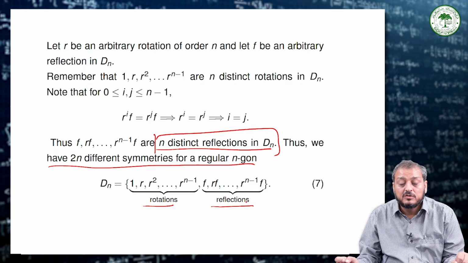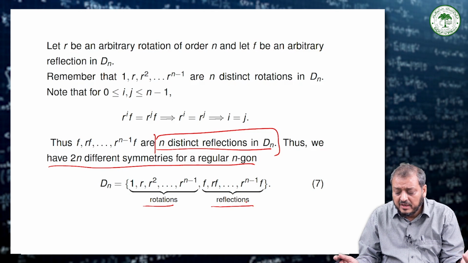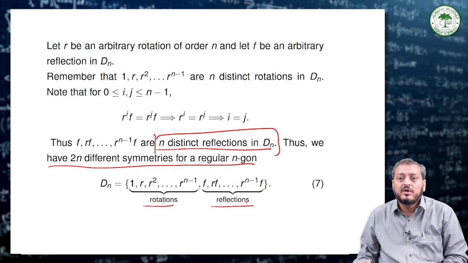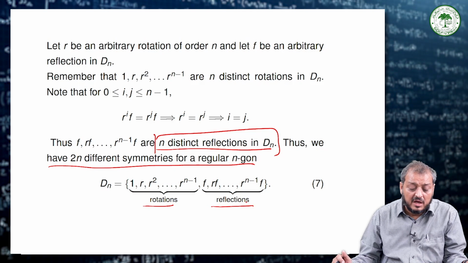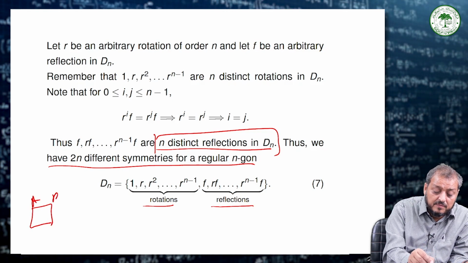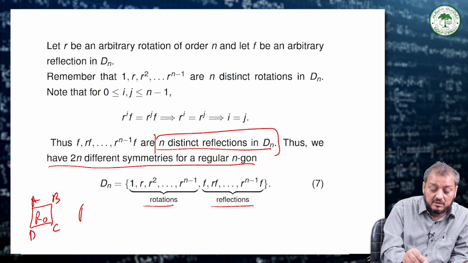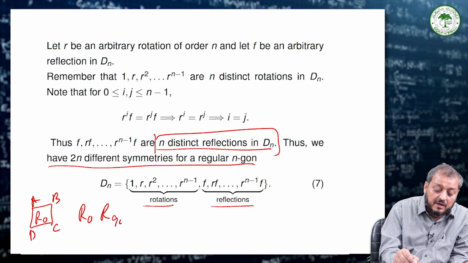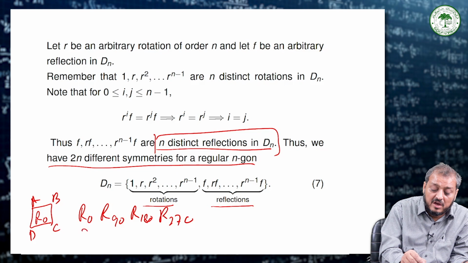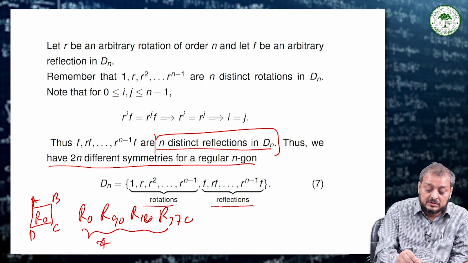So let me take an example, the square. Taking the example of a square with vertices A, B, C, D, we have a rotation about 0, then a rotation of 90 degrees, a rotation of 180 degrees, and a rotation of 270 degrees. So these 4 elements are the rotations.